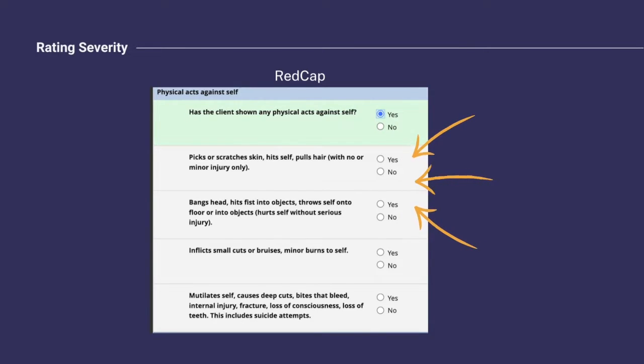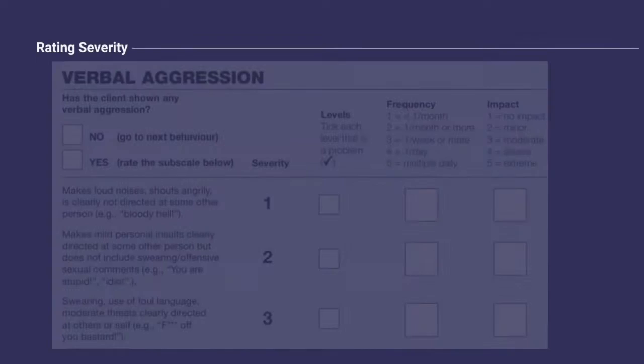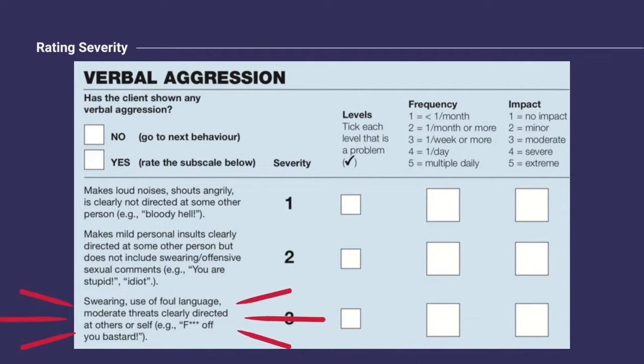The examples in the descriptions are illustrative examples. This means that the behavior you observe does not have to be exactly the same as the ones listed in the OBS, but of a similar flavor or theme. For example, the exclamation "F off" and "leave me alone" is a use of foul language that fits verbal aggression level 3 and should be rated there. It has a similar flavor to the example given, even though it is not exactly the same.